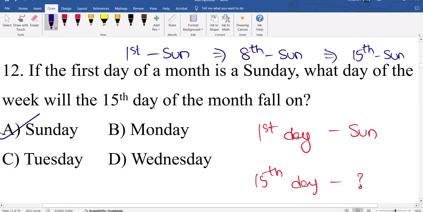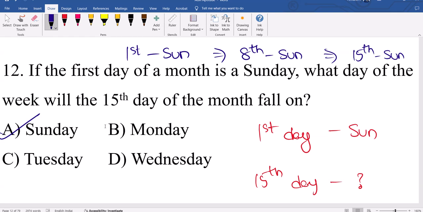Some people are asking answers cannot be determined, sir. You not mention which month it is. It's not required, sir. Any month, same answer only will come. I'm not asking about last day of the month. Last day of the month means then you can answer the question. See, if question is first day of the month is Sunday, what is last day of the month? Then answer is cannot be determined.